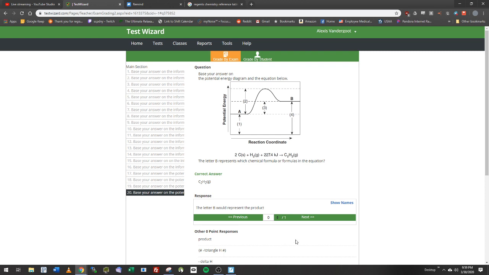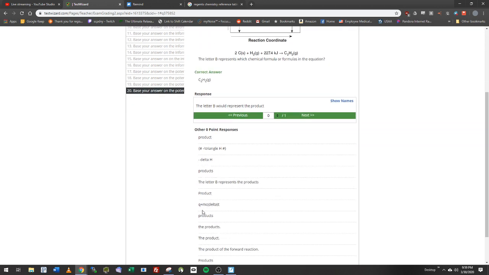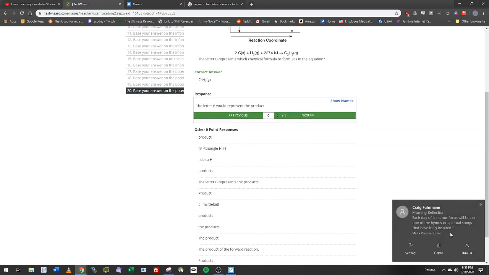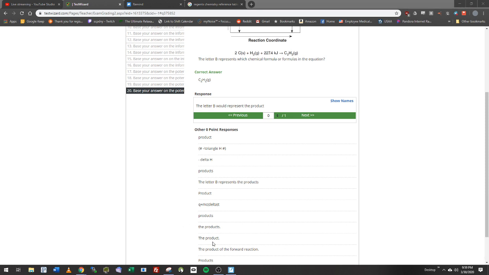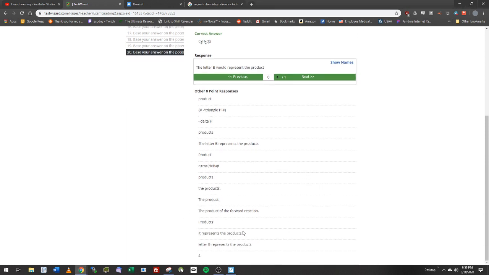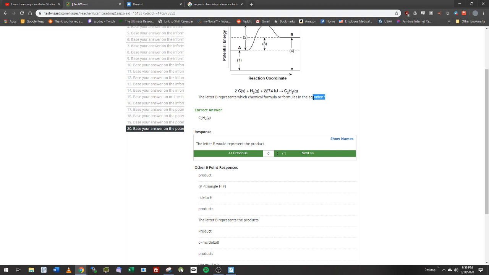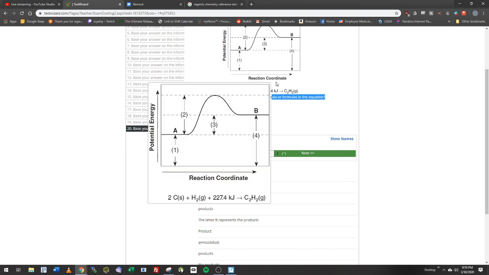If I look at the most popular wrong answers: product, close. Product. Everyone writes that. It had to be about the formula in this equation. You had to identify the product. So that's another one of these things where I feel like so many people understood what you were talking about, but you didn't answer the question.